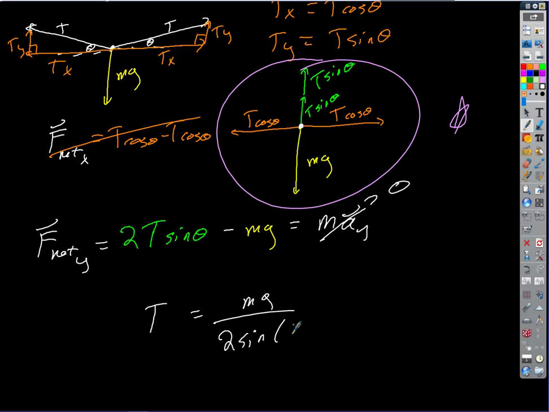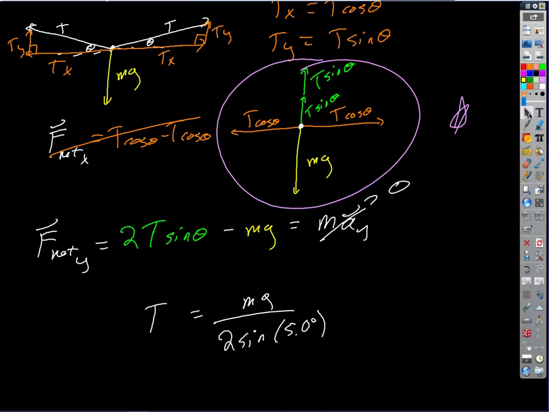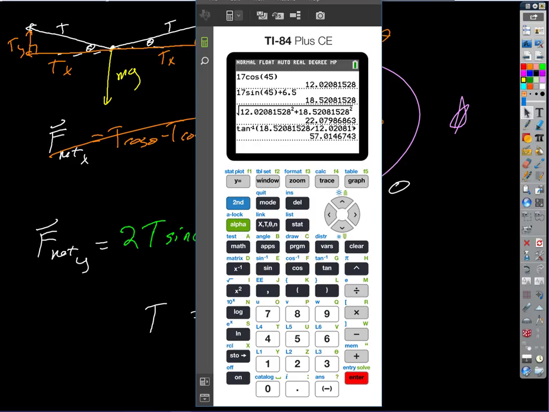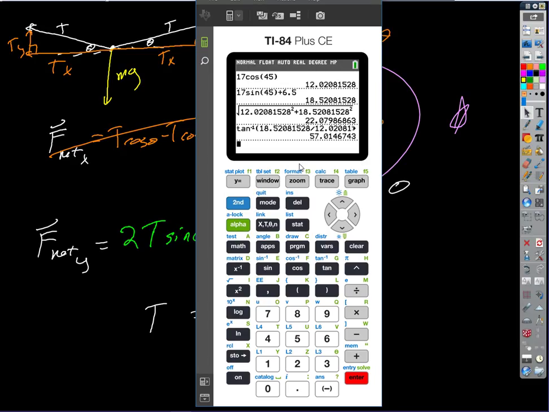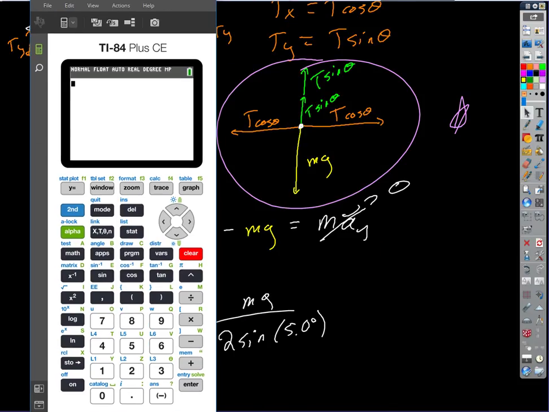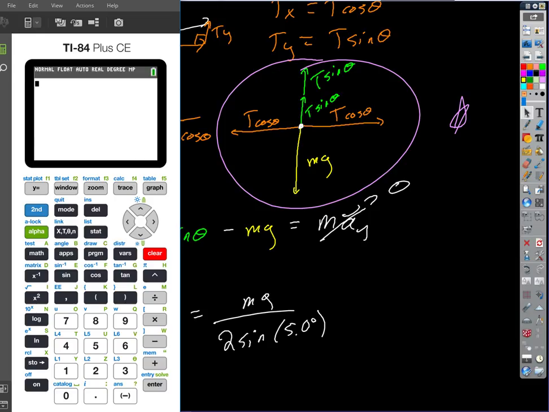So it's sine 5.0 degrees. And now let's pull up our calculator and see what this tells us, because this gives us something pretty profound. If we do that math, so mass was 70, right? Yep. So 70 times 9.8 divided by the quantity 2 sine 5.